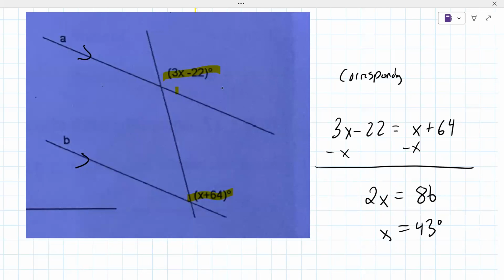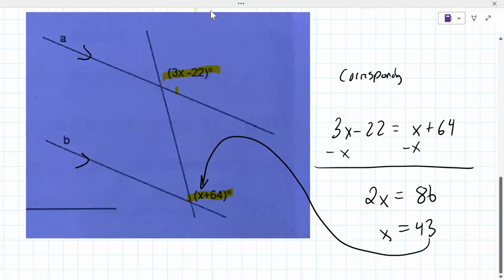Now, that is not the angle though. To get the angle measure, you have to put this number back in for X. Can you do that for me, please? 43 plus 64, that's 107. Yes, 107 degrees. Very good.